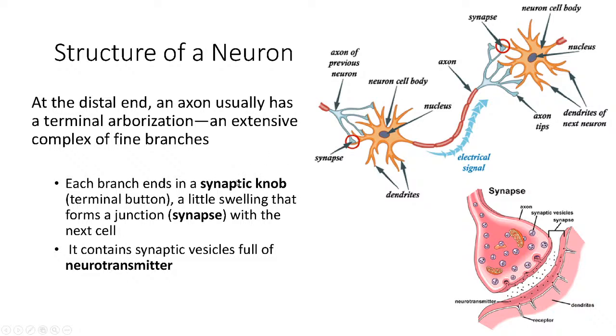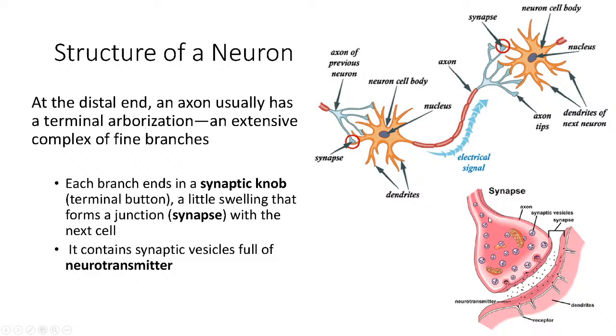Good, so they all end at a synaptic knob, also called an end knob, terminal button, bouton, B-O-U-T-O-N. Lots of different names for this swelling, this structure at the end of the terminal arborization.